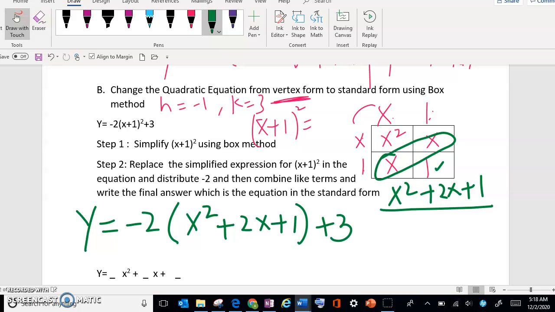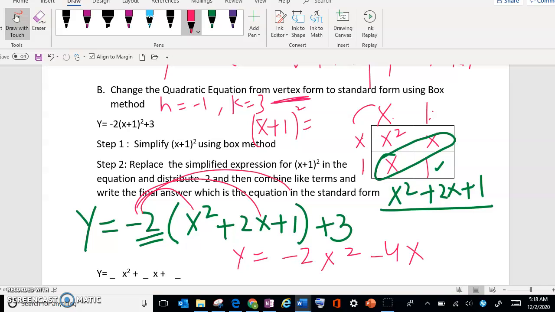After that, my job is to distribute this -2. So I'm going to distribute this -2 to x². I'm going to write down y = -2x². Then I'll distribute this -2 over 2x, so it becomes a -4x. Then I'll distribute this -2 over 1 and it becomes a -2. And I have a plus 3. So I'm going to combine the like terms now.